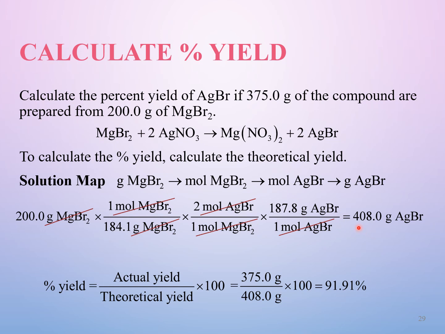So potentially you can make 408.0 grams of AgBr. That's my 100% theoretical yield. And they say they only made 375 grams when they did the experiment. So to get the percent yield, you take the 375 grams, the actual yield, divided by the theoretical yield you calculated, times 100. That's 91.91% right there.